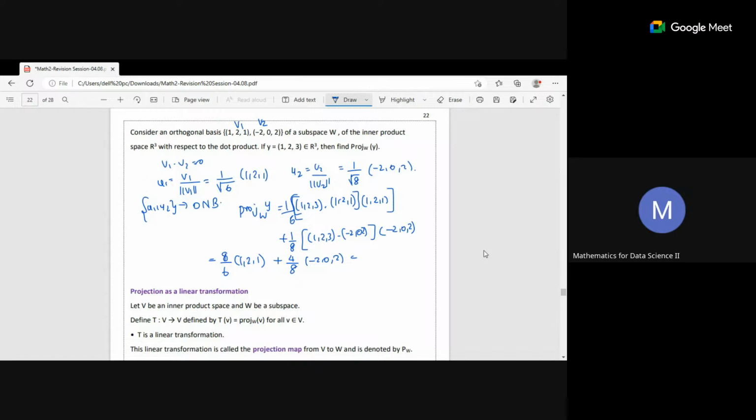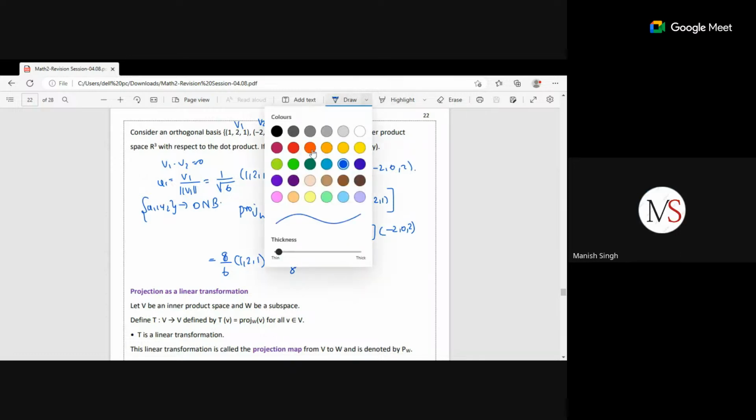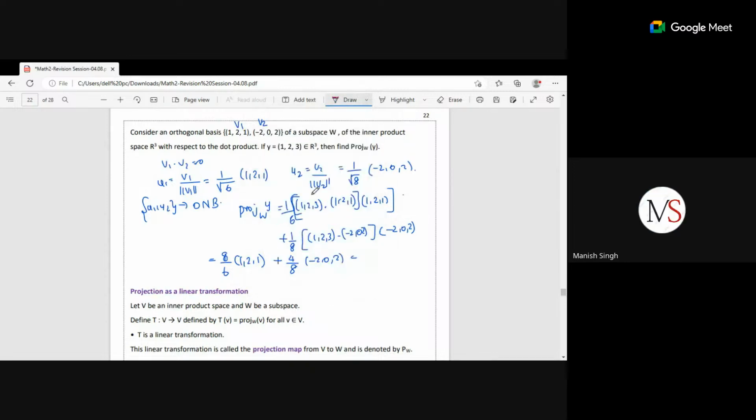Madam, how did you get this root 6 out? Because it was multiplied by vector V1, right? Yeah, here what happens? V1 is an orthogonal basis vector. So this is your U1, this is your U1. So here you have a root 6 and here you have a root 6. Root 6 into root 6 I have taken outside, that's all.